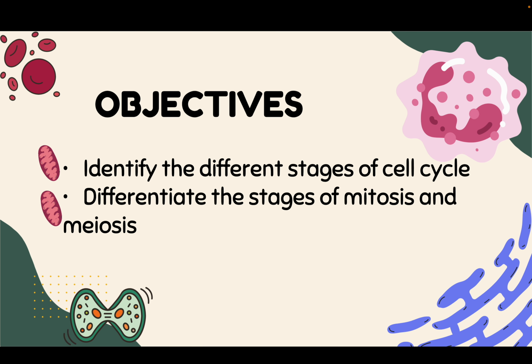So, for this activity, there are two specific objectives that you will be observing as you perform the laboratory proper. First is to be able to identify the different stages of the cell cycle through the observation of our model systems. And you should be able to later on differentiate the stages of mitosis and meiosis, but we're going to give emphasis, or our focus is, on mitotic cell division.